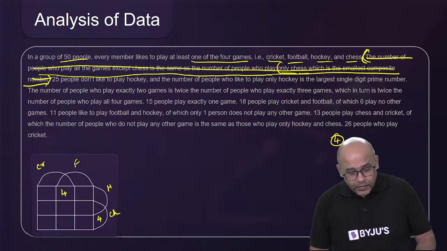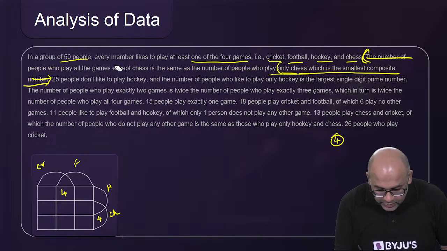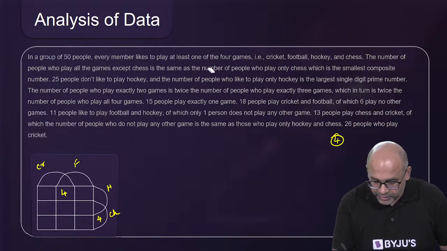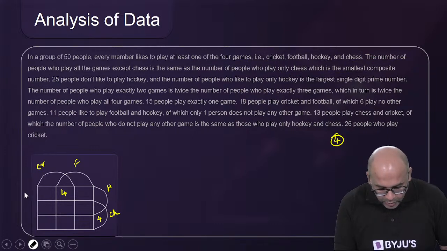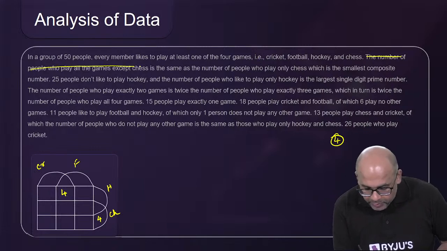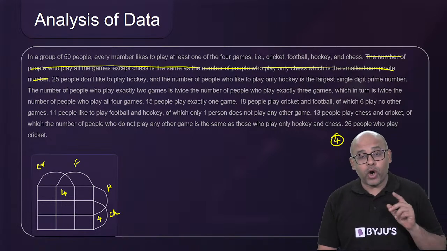Next, 25 people don't like to play hockey. So let me just erase this so that I can write only one line instead of so many lines. It's confusing. So I will put one cross line which basically says it is used. So this part is used. The number of people, this entire thing is utilized. Okay, now 25 people don't like to play hockey.